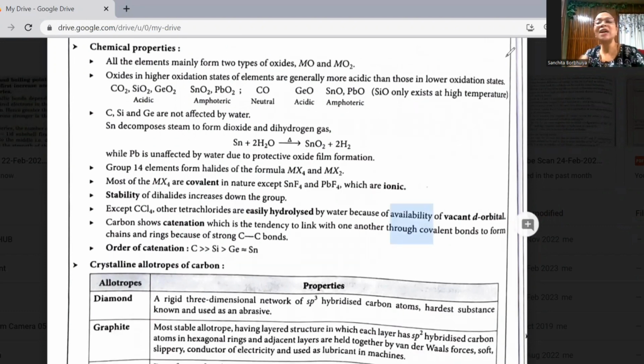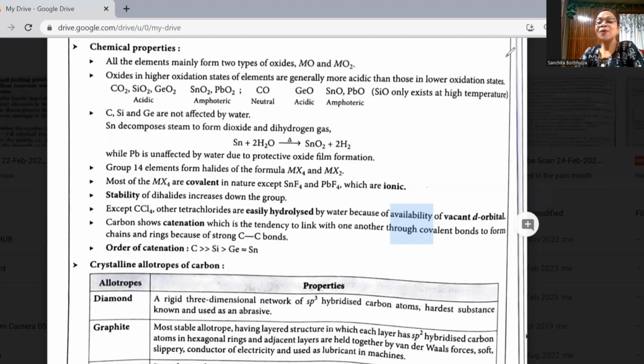Once again, we discuss the oxides. React any metal with oxygen and you will get the respective oxide, be it a monooxide or a dioxide. Let's go to the acidic oxides: carbon dioxide, silicon dioxide, germanium dioxide, and the amphoteric oxides. This is something that you need to learn by heart because it is totally experimental. Where is the time to do experiments? So write it down. SnO2, PbO2 amphoteric, CO is neutral, GeO is acidic, tin monooxide and lead monooxide are amphoteric, and silicon monooxide exists at high temperatures.